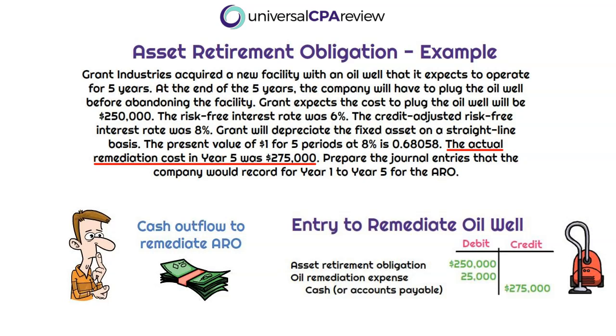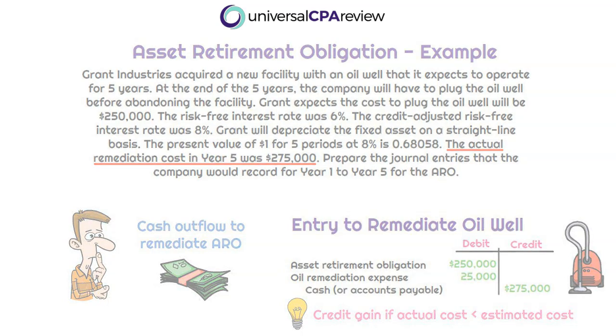Now, real quick, what if the actual cost was less than the estimate? Well, we would probably go ahead and credit some sort of gain type of account to recognize that the actual cost was less than our initial estimate, right? So if that's the case, we would credit some sort of gain account. Ultimately, the journal entry just needs to balance.